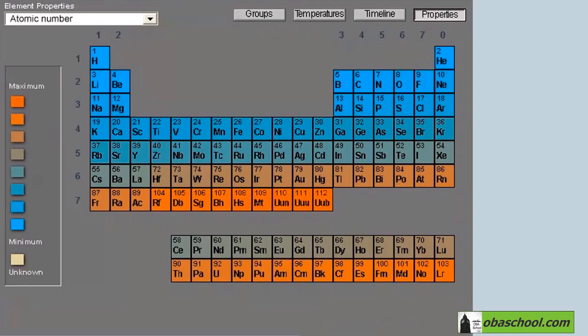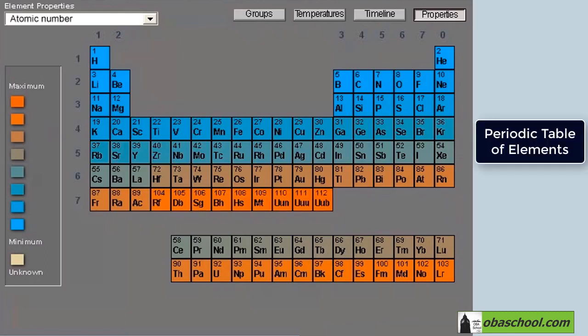The periodic table. This is just an introduction to the periodic table. It is also called the periodic table of elements. It arranges the chemical elements according to their atomic number, Z.